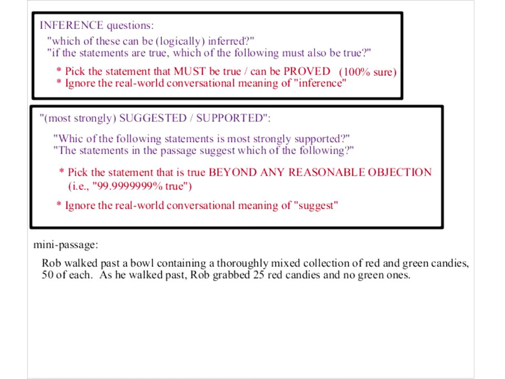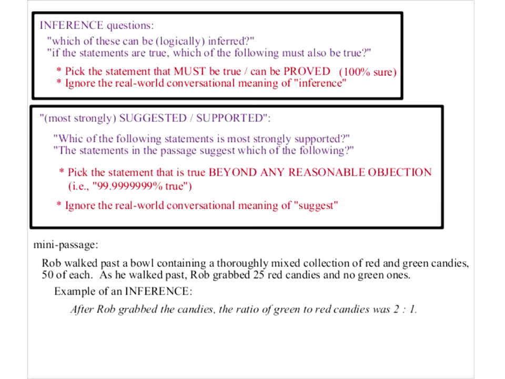An example of an inference on this, because remember, an inference has to be something that you can prove true, would be something like: after Rob grabbed the candy, the ratio of green to red candies was 2-1. You can see, smiley face, that has to be true. There are no objections to that at all. You can actually mathematically prove that. Again, this is not what inference means to real people. If I said, give me an inference, they'd say, oh, Rob really likes the red ones. But that's not what you do. An example of a strongly supported statement would be something more like this.